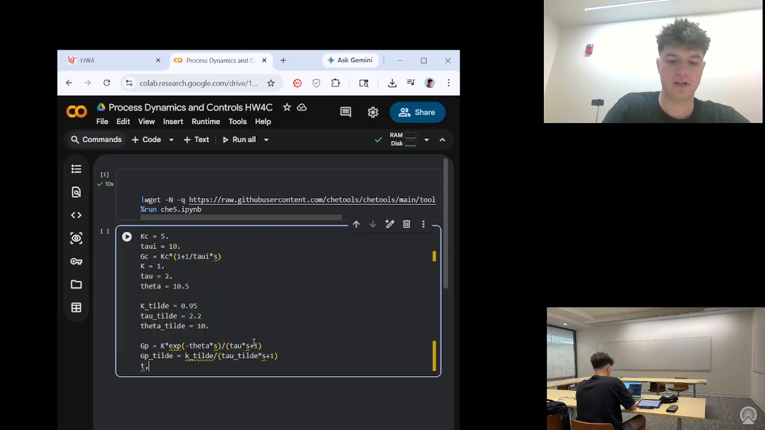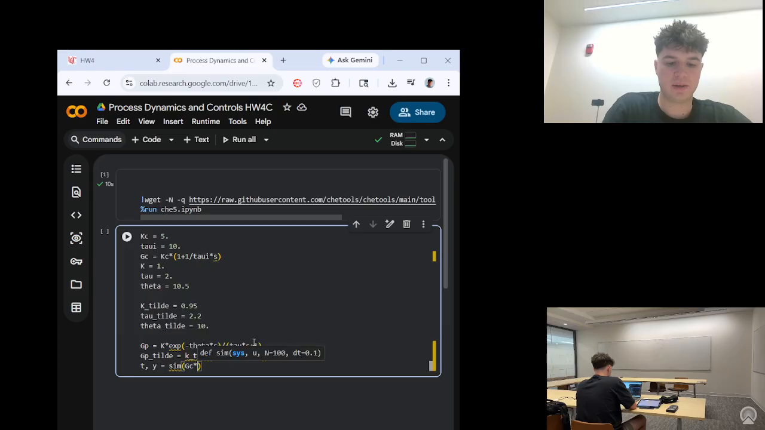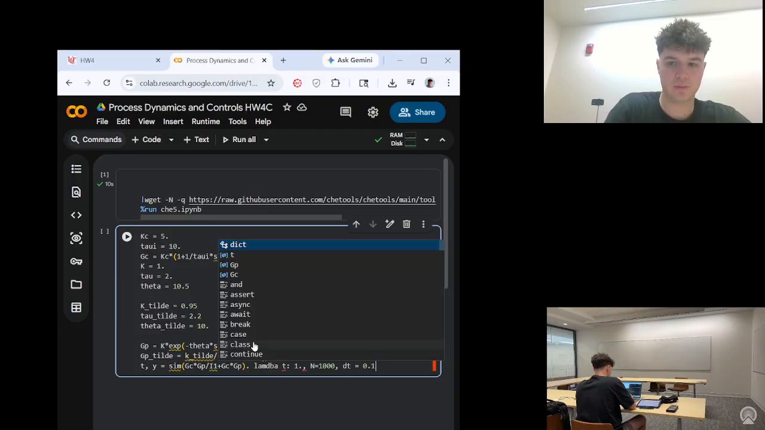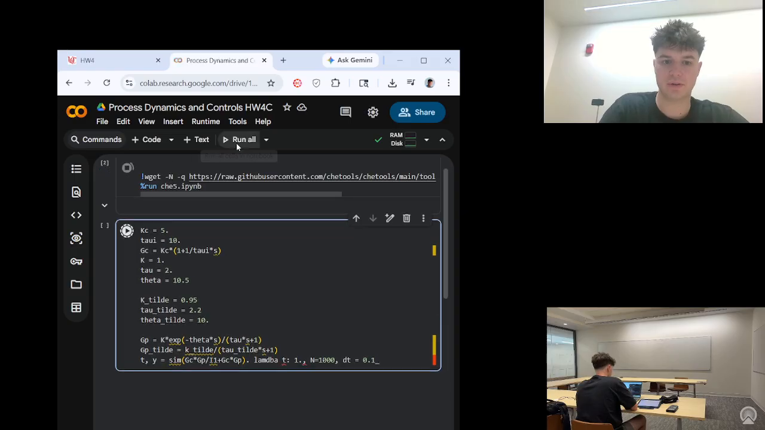And then we have T and Y, and those are going to be equal to sim of GC times GP divided by 1 plus GC times GP, all of that, and then we do lambda of t at 1, n is equal to 1,000, and dt is going to equal to 0.1. So let's run this, make sure everything's okay.